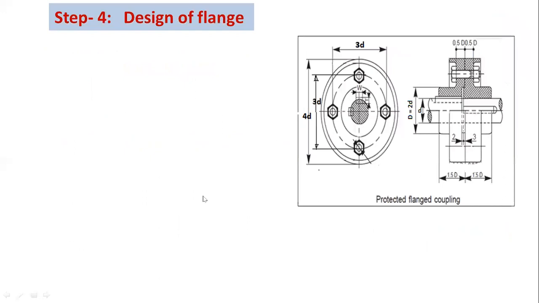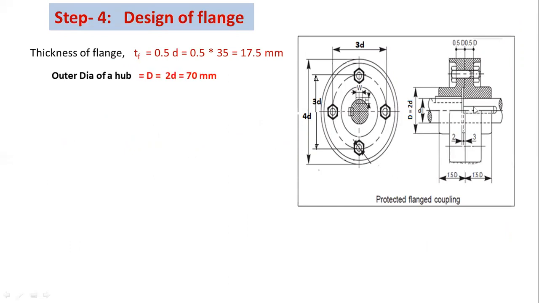In the fourth step, you have to design a protective type flange. For that purpose, you have to consider the thickness of the flange, TF, equal to 0.5 into D. So 0.5 D is the thickness of the flange, and here capital D is the outer diameter of the hub. Tau C is the shear stress induced in the flange material and hub material.